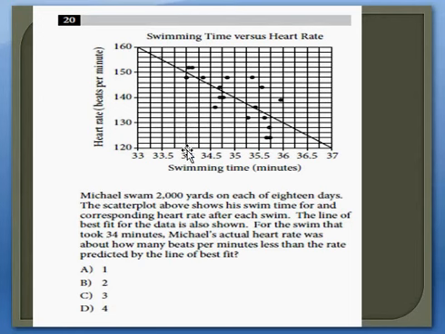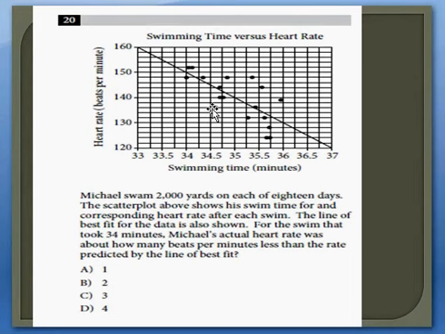So again, go to x-axis 34, and on the best fit line it says his heartbeat would be predicted as 150. But how much did we notice it actually is? It is 148. So the difference between the two is 2. So B would be the right answer.